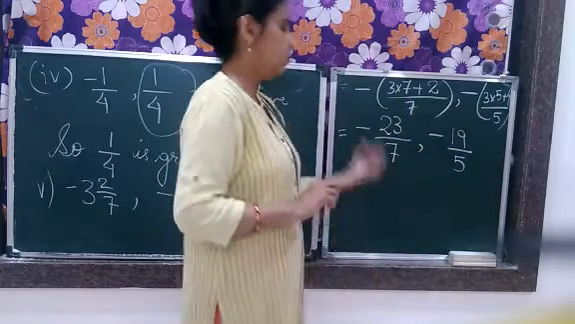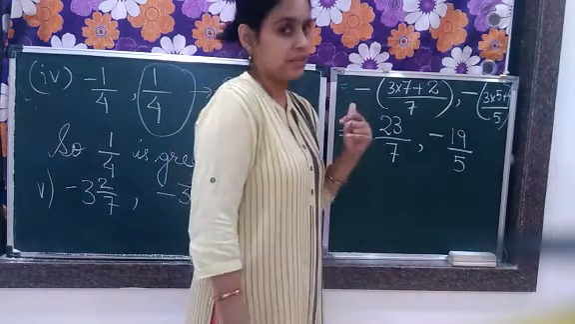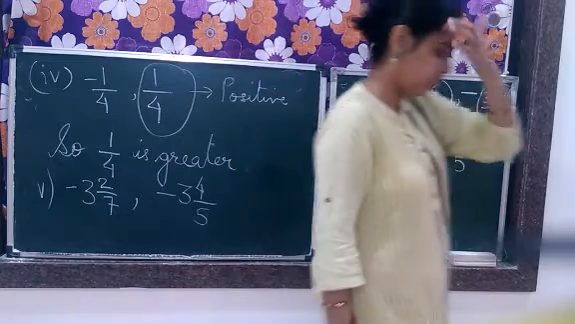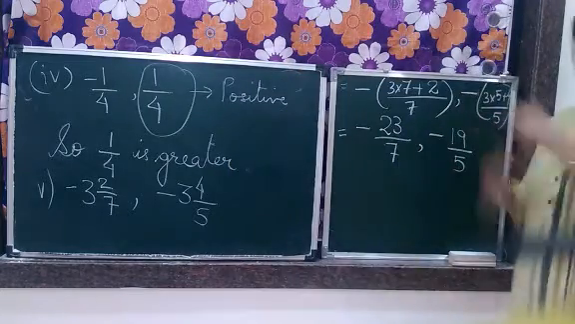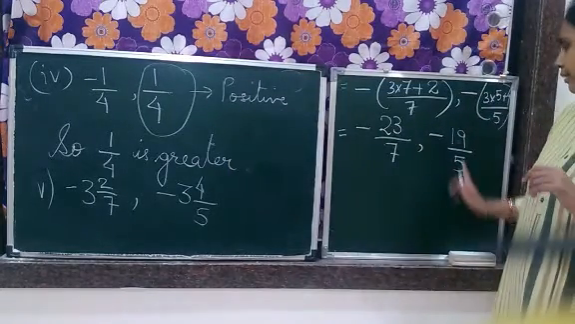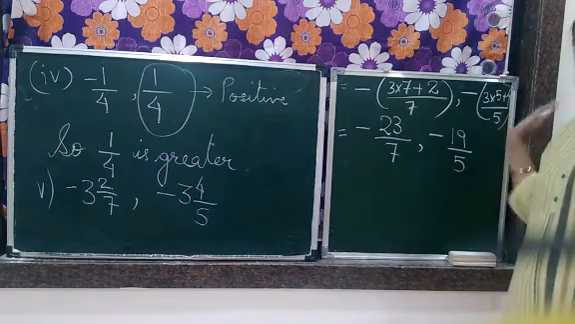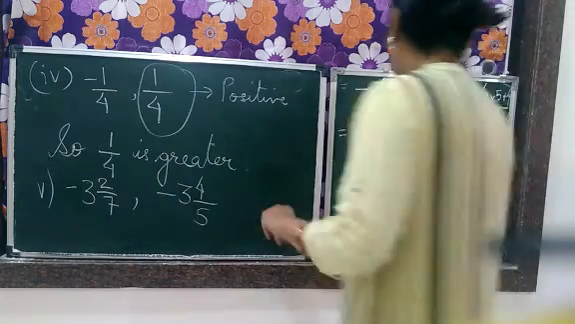Correct. Now, let's make the denominators same. How can you make the denominators same, children? Interchanging and multiplying the denominators. That means 5 multiplies this side and 7 multiplies that side. Let's do it.